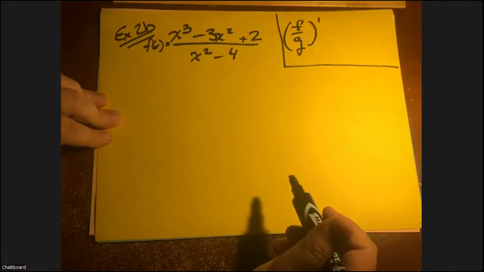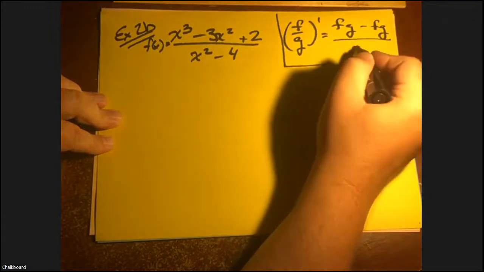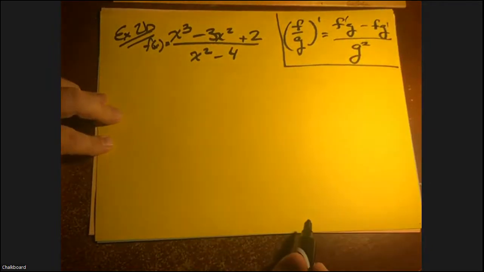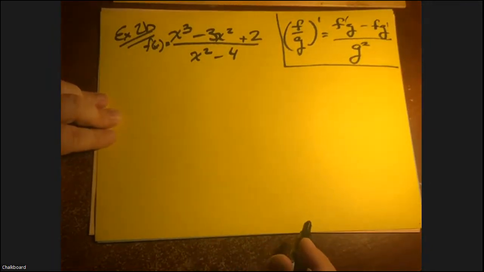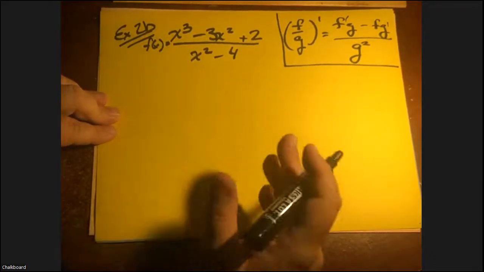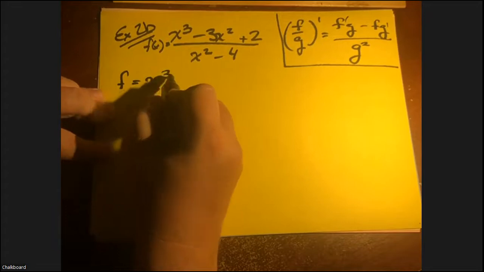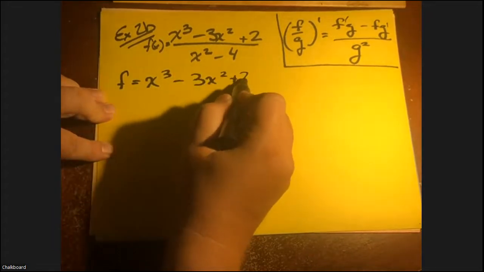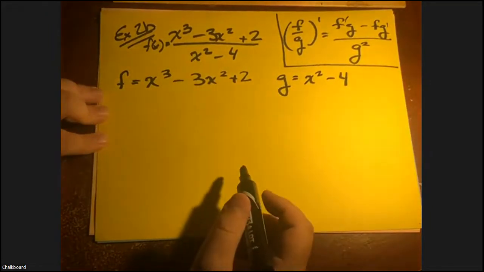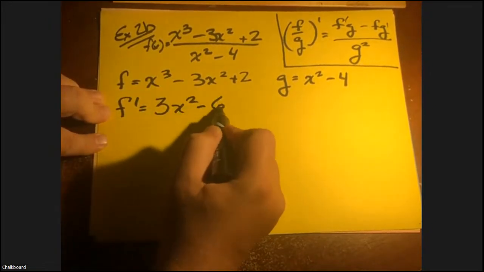The derivative of a quotient f over g would look like this. It would be f prime g minus f g prime, all over g squared. And don't forget to take the derivative of the first thing first, like so. So now I'm going to have to define f and g, and then find f prime and g prime, and then assemble the derivative using the quotient rule here. All right. So first of all, f is the numerator, x cubed minus 3x squared plus 2. And g is the denominator. It's x squared minus 4. Now the derivatives, f prime, here that would make 3x squared minus 6x.